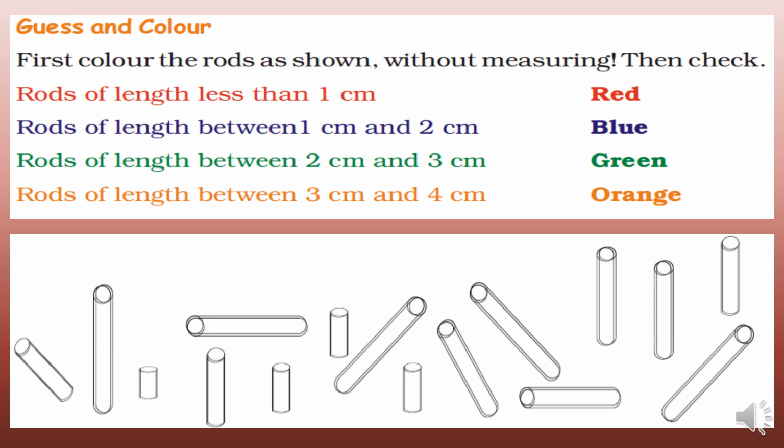Guess and color. First, color the rods as shown without measuring. Then check. So how will you color? You will color the rods of length less than 1 centimeter with red, rods of length between 1 and 2 centimeter with blue, rods of length between 2 centimeter and 3 centimeter with green, rods of length between 3 centimeter and 4 centimeter with orange.